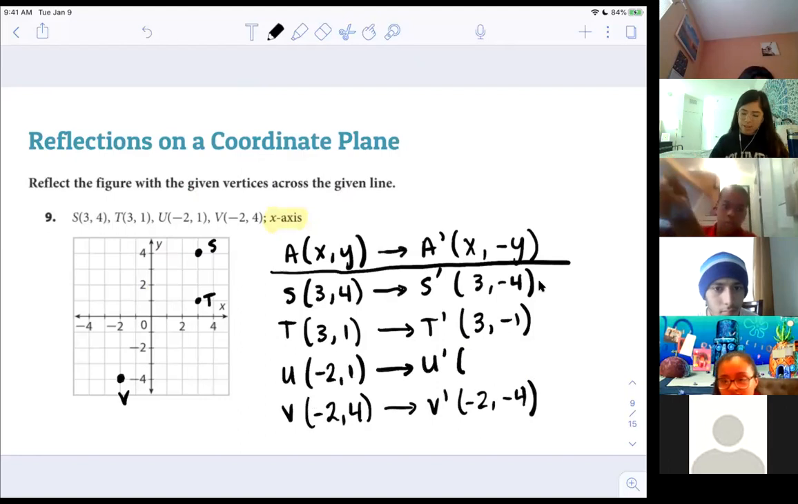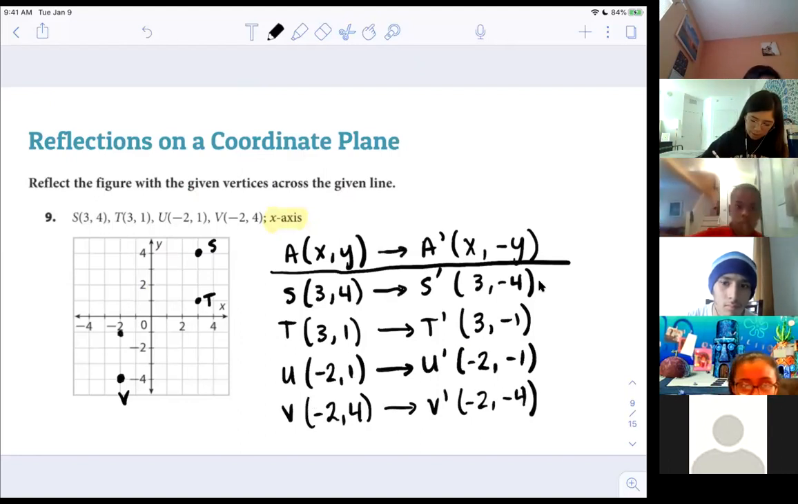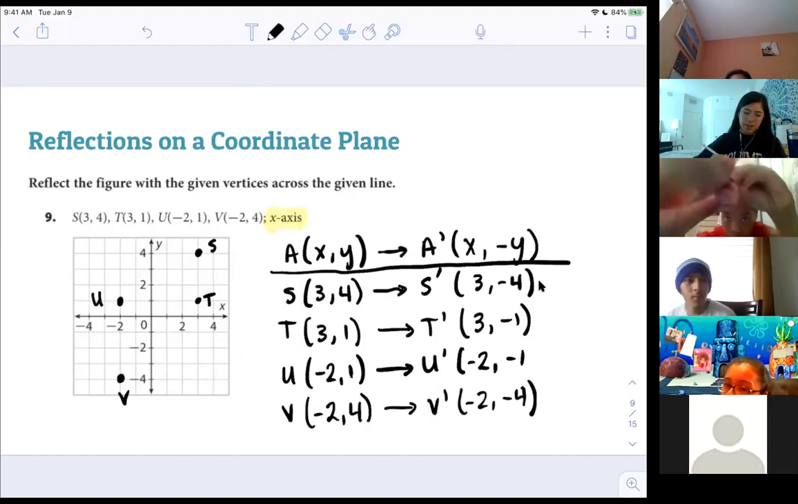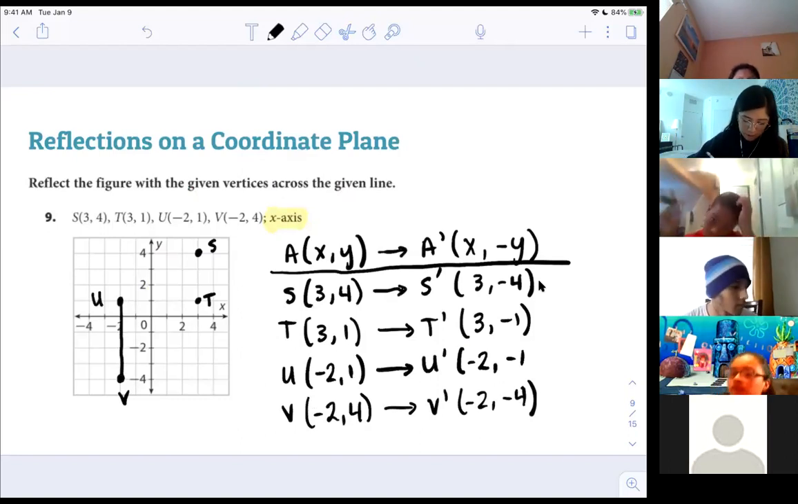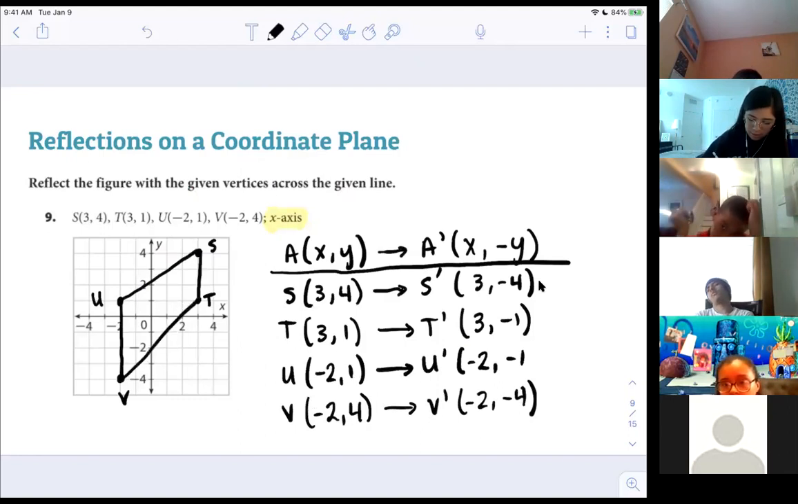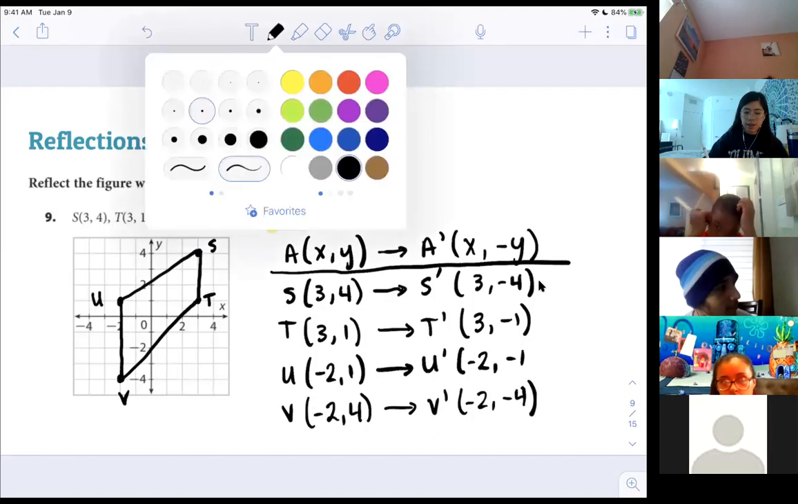Okay, so this becomes negative 2, negative 1. Alrighty, so that's right over here. Negative 2 comma negative 1. Or sorry, my original one is negative 2 comma positive 1. There it is. Okay, so I have this big ol' quadrilateral. Remember, quadrilateral just has 4 sides. Quadra means 4. All right, and this is going to be flipped over the x-axis.